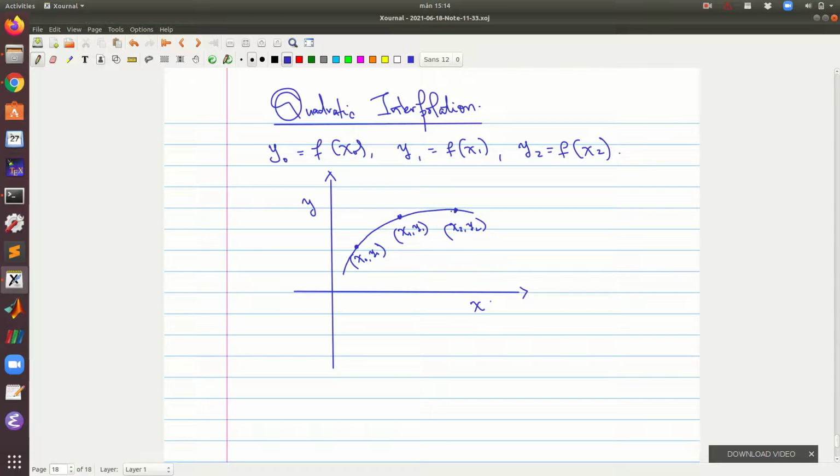So here we approximate them with a parabola. This is a polynomial of degree 2. So we approximate them with this parabola, this polynomial of degree 2, which passes through all those points x0, y0, x1, y1 and x2, y2.